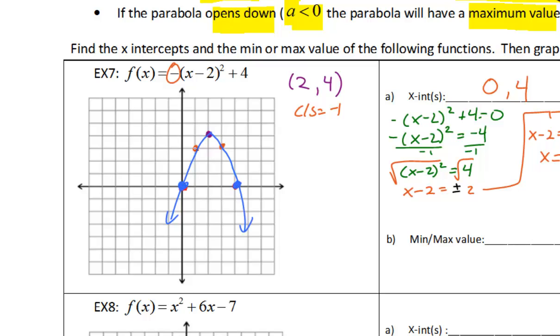Great, now I need to figure out, do I have a min value or do I have a max value? Well, take a look at the picture. Is there a minimum value?